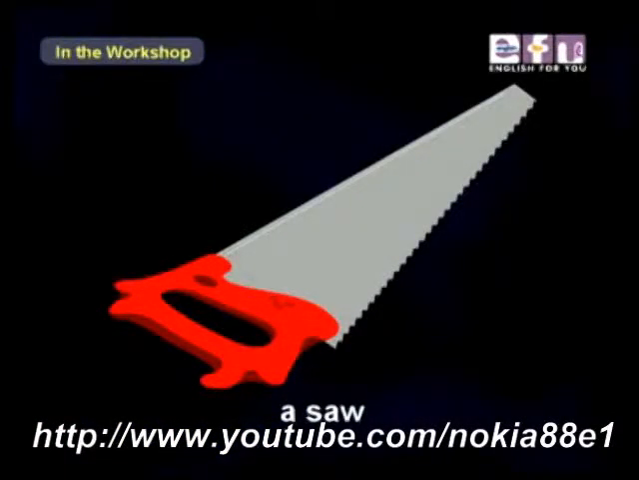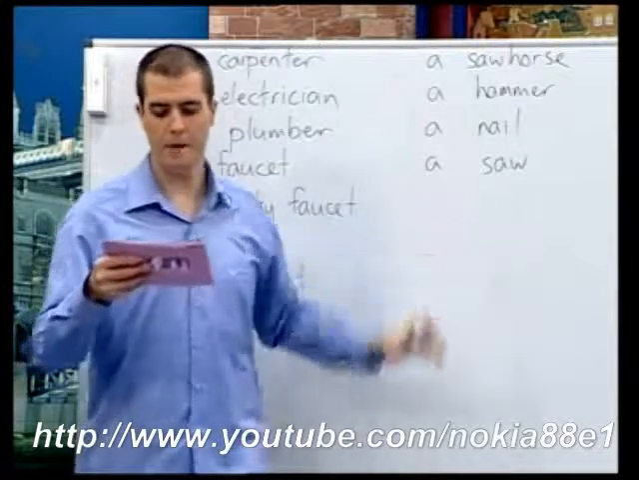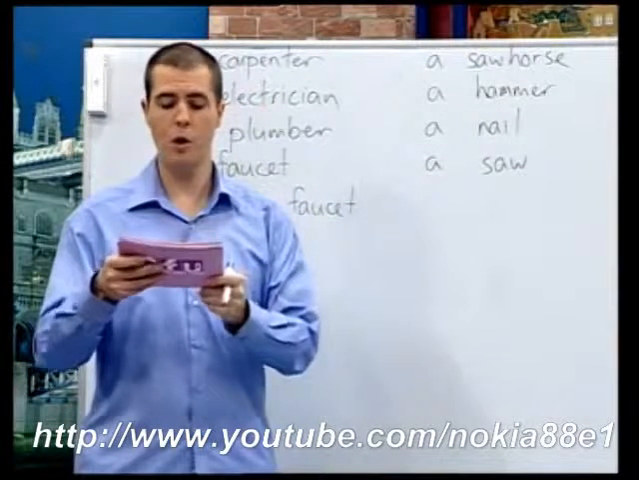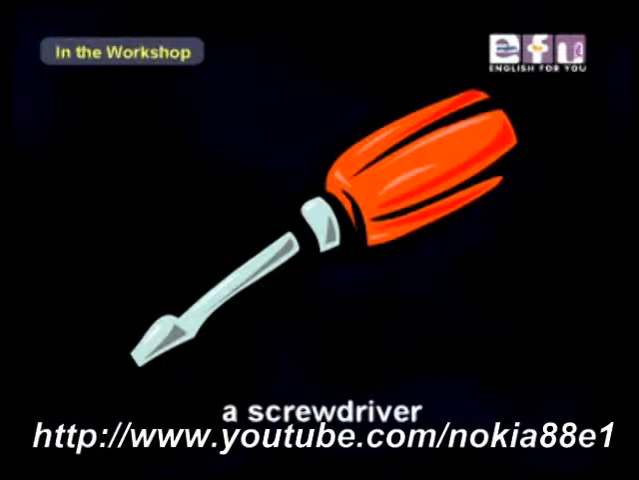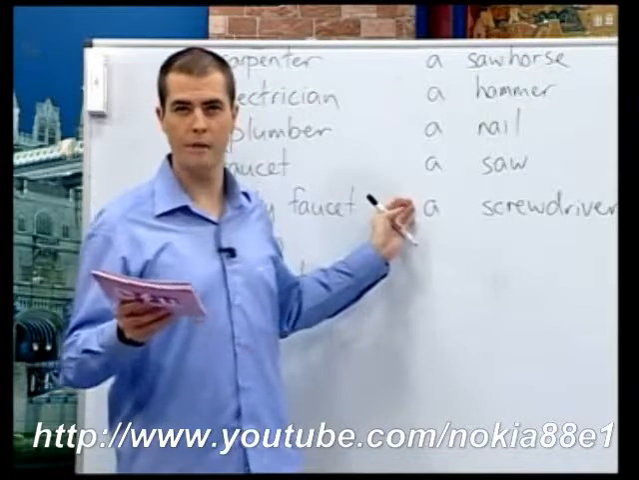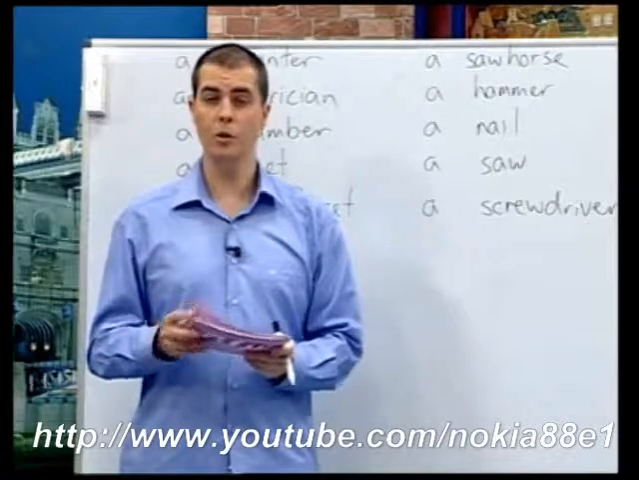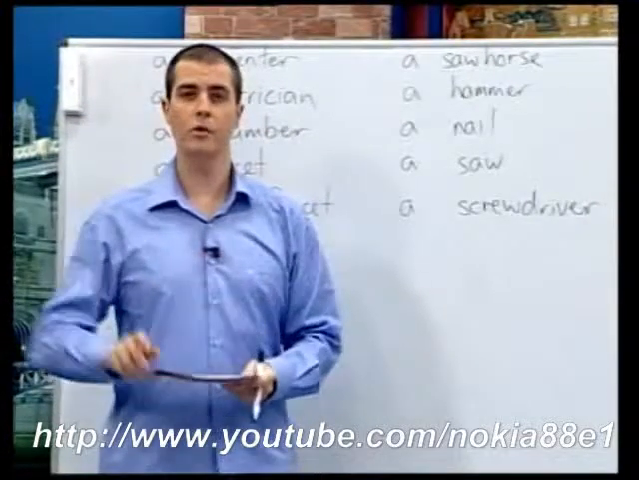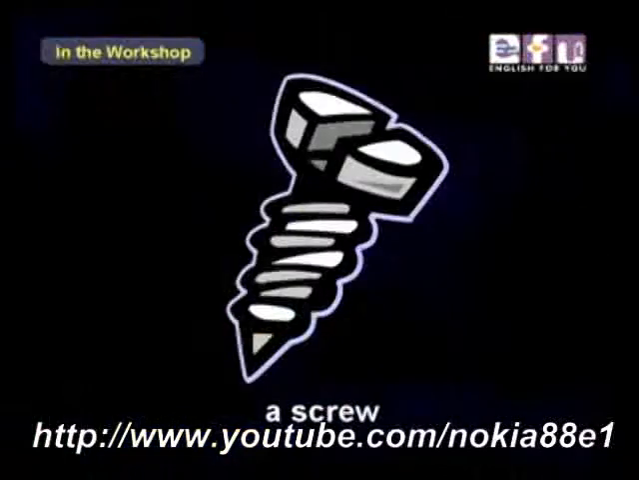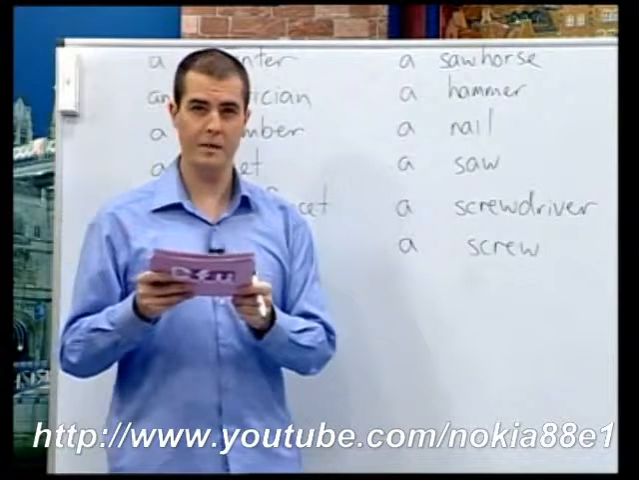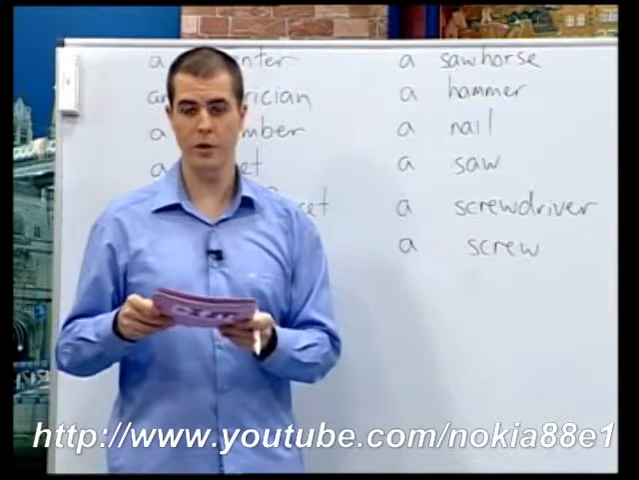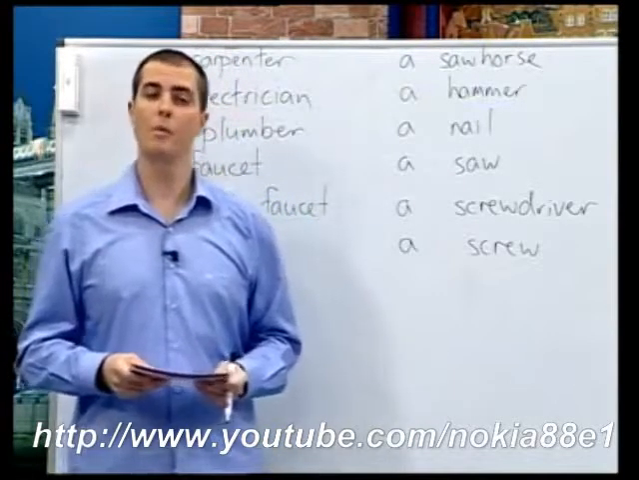A saw is a tool with a row of V-shaped pieces used for cutting wood. A screwdriver is a tool with a narrow blade at one end that you use for turning screws. And what's a screw? A screw is a thin, pointed piece of metal that you push and turn to fasten pieces of wood or metal together.